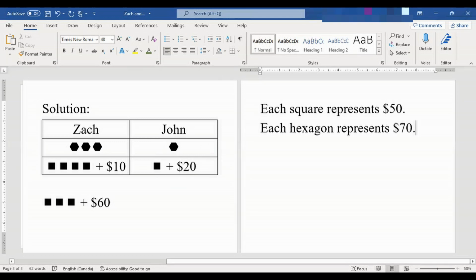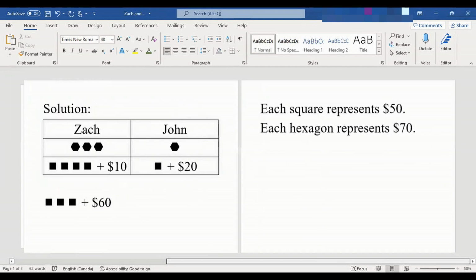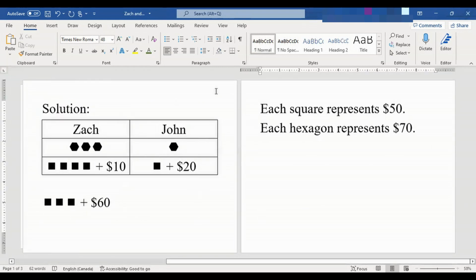Right, now that we know what each symbol represents, we want to look at the goal of our question, which is to find out how much money the two boys had originally. So if we look at our table here, and we look at what each symbol represents, we can see that each hexagon represents $70. And Zach has 1, 2, 3 hexagons. So in total, his original amount should be $210. And John has one hexagon, which should add up to $70. And that is the solution to our problem right here.